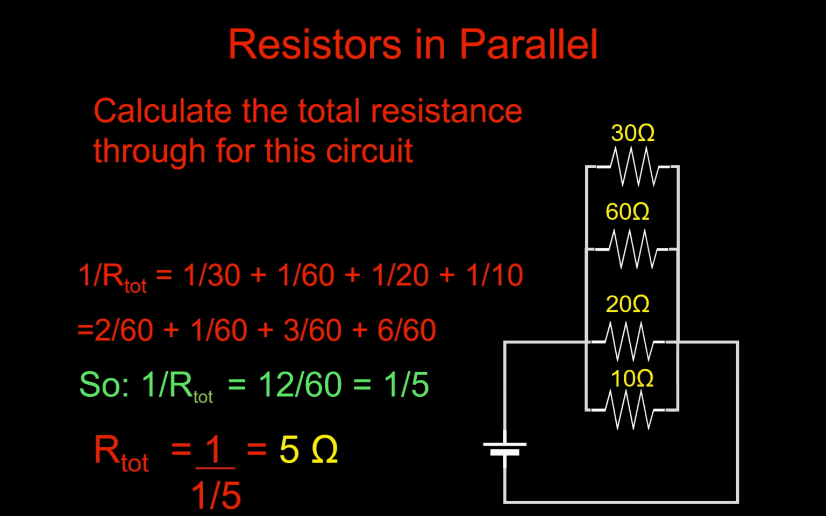So even though we have here a 30, a 60, a 20, and a 10, 60, 70, 80, 90, 130 ohms or so of resistance, we only get 5 ohms in total once we have split our resistances up in this fashion. So you have to use the inverse rule for parallel resistances.